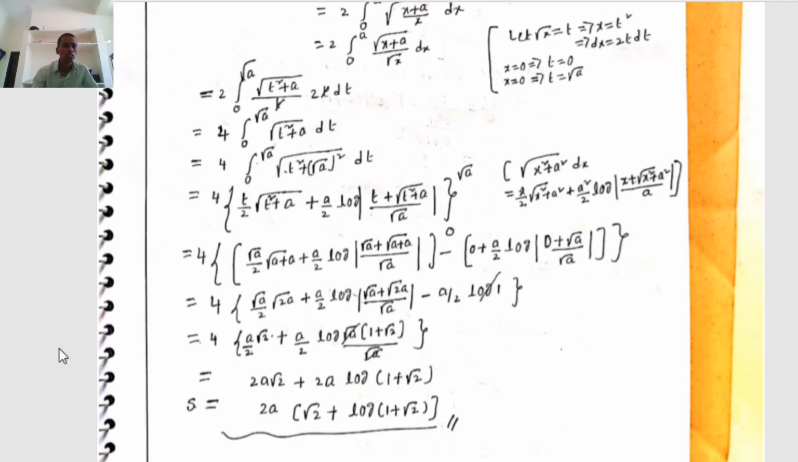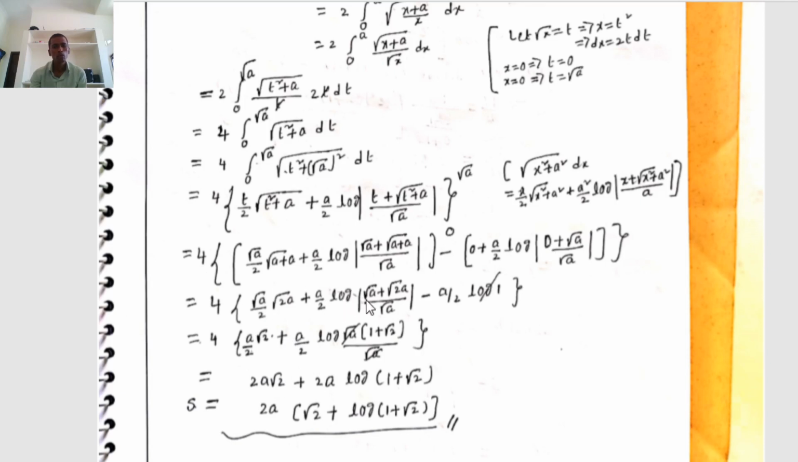Substitute the upper limit, 4 into, in place of t root a, next the lower limit 0. Therefore root a by 2 plus root of a square, meaning root a squared, that is a, plus a by 2 into log of root a plus root of t square, meaning a, plus a by root a, minus 0 plus a by 2 into log of 0 plus root a by a, that equals root a by a, that is 1, so a by 2 into log 1. Log 1 is 0, so the second term is automatically 0.